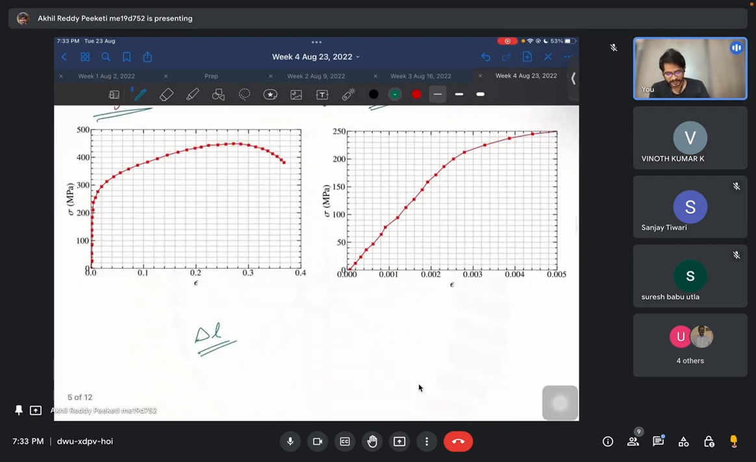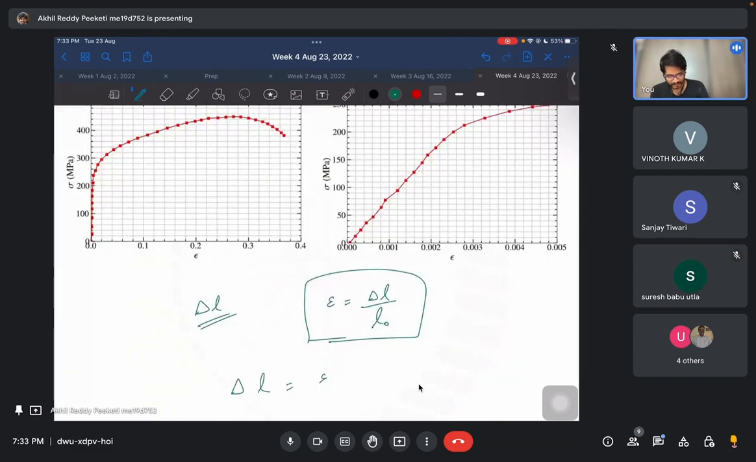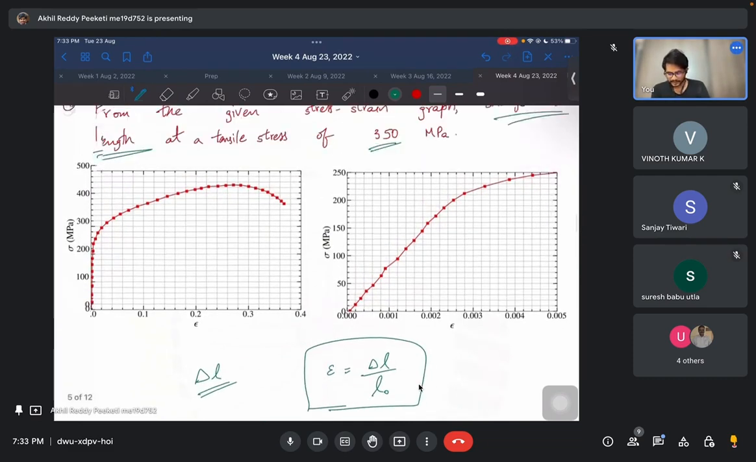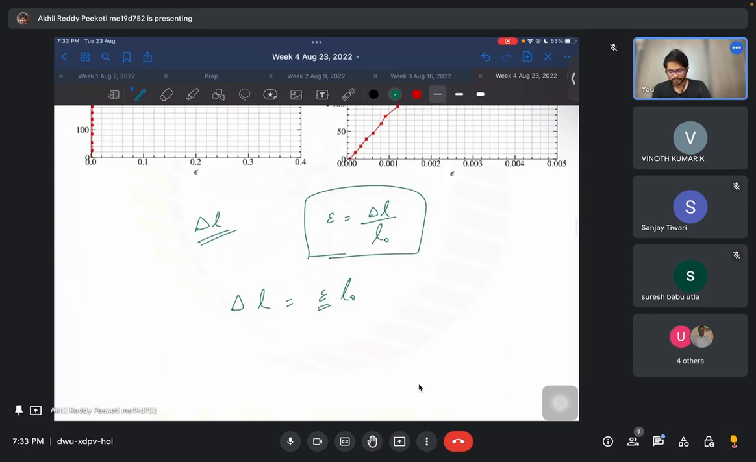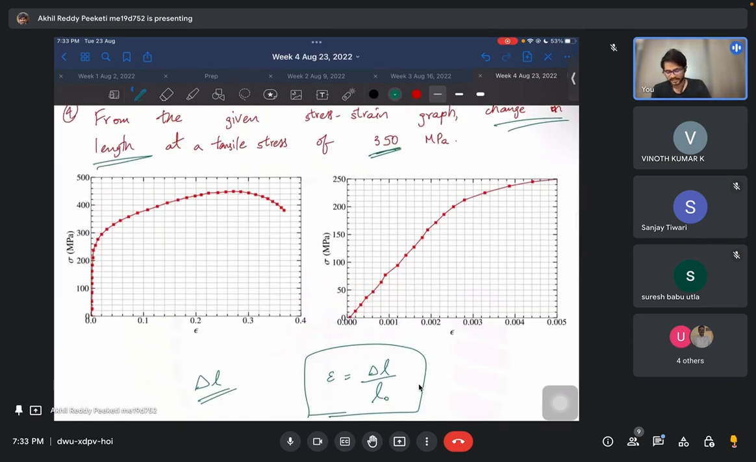So how is engineering strain related to the change in length? It's simple. It's just the change in length divided by the initial length, right? So now we need to find the change in length. So that is delta L equals epsilon into L naught. And how will we get epsilon? Because we know the graph, we know the relationship between stress and strain. And it's given stress is 350 MPa. So this is 300, this is 400. So 320, 340, so this is 350.